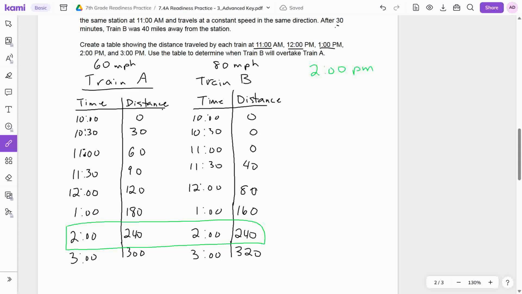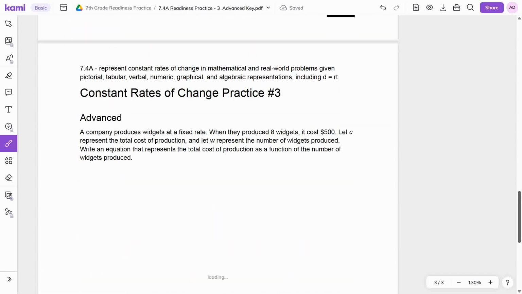is when they are even, right? If we were graphing them, that's where these two lines would touch. And then beyond that, every second beyond that, train B is now faster or farther than train A.